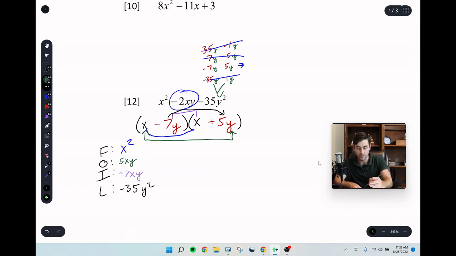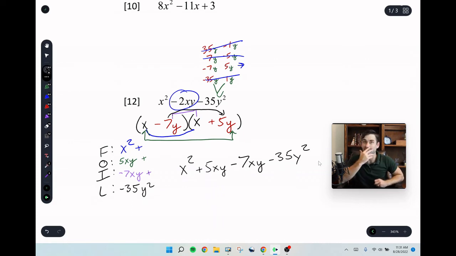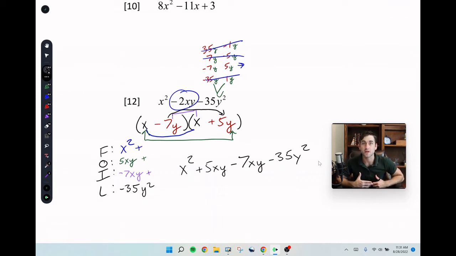And if we add all of these terms up, so we add the x squared, and then the negative 7xy, and then the negative 35y squared, we should get x squared plus 5xy minus 7xy minus 35y squared. And then we ask ourselves, can we combine like terms? Like terms, we've said this before, they have to have the exact same variables and the exact same exponents. If it's one or the other, it's not good. They have to both match perfectly.